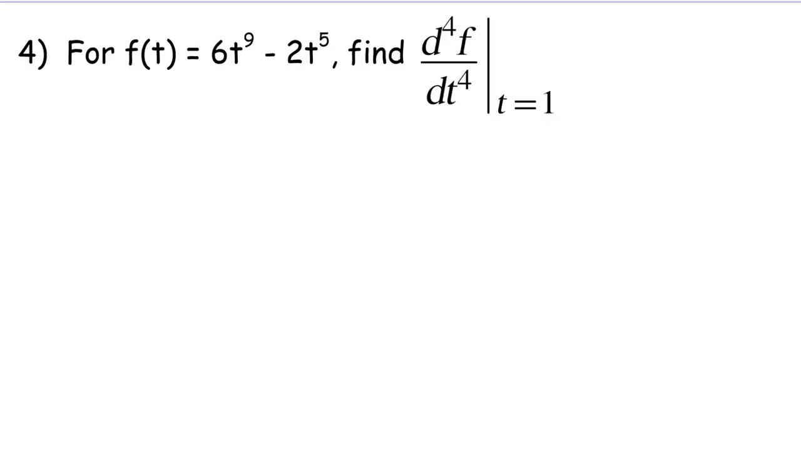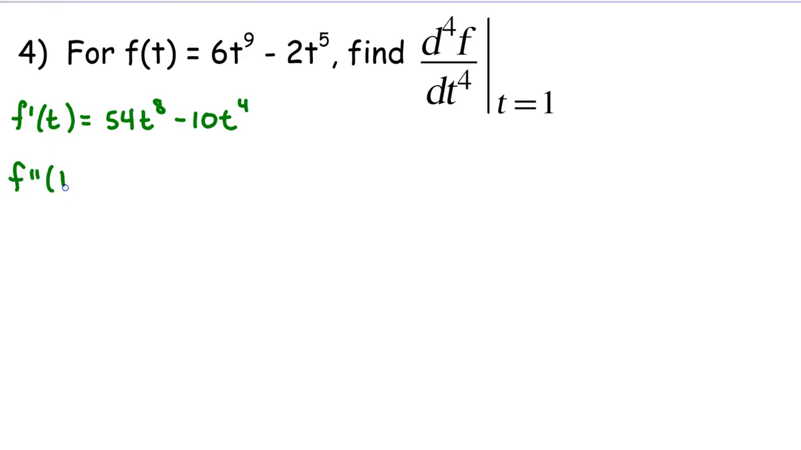Okay, number 4. Finally, I switched notation, and also in this case, we're plugging in a number. So we're finding the fourth derivative of f at the value t equals 1. So we can't plug in the 1 until we finally get the fourth derivative. So we're just going to start by finding the first derivative. Notice I'm kind of fusing all the different notations together here. So bring down the 9, and we have 54t to the 8th. And then bring down the 5, we have minus 10t to the 4th. Don't plug in the 1 yet.